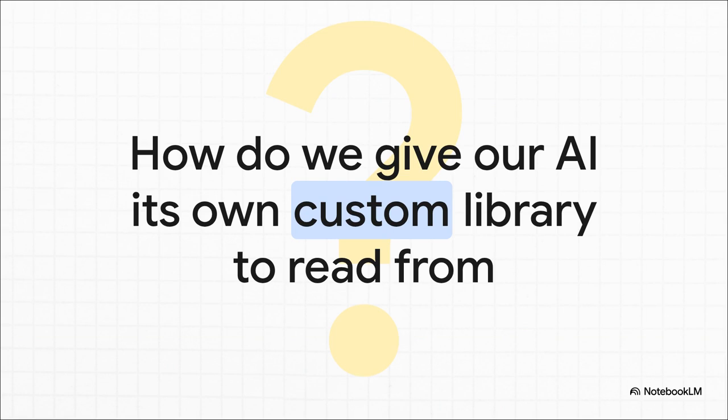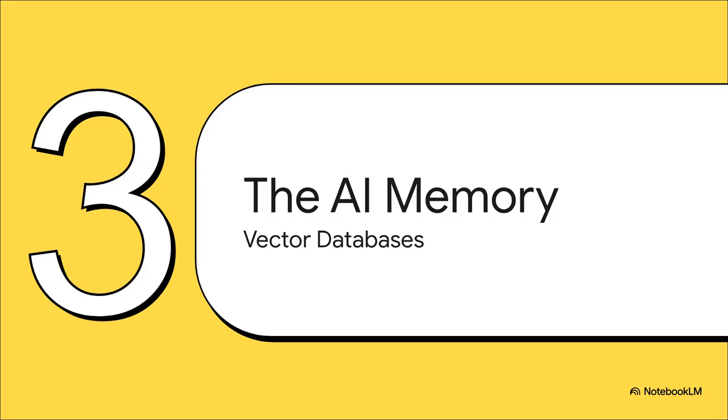Okay, so we've got the brain and we've got the toolkit. That solves the live data problem, which is awesome. But hang on, what about our original mission? How do we make this AI an expert on our own documents? To do that, we need to give our AI a specialized long-term memory. And we do this using a powerful architecture called Retrieval Augmented Generation, or RAG.